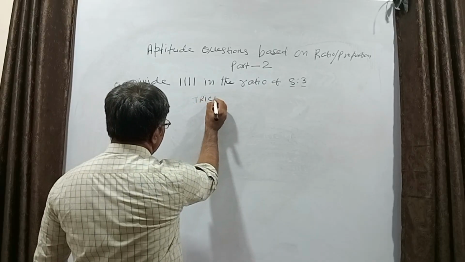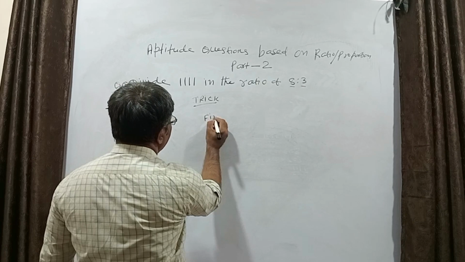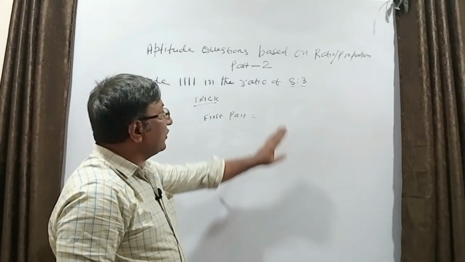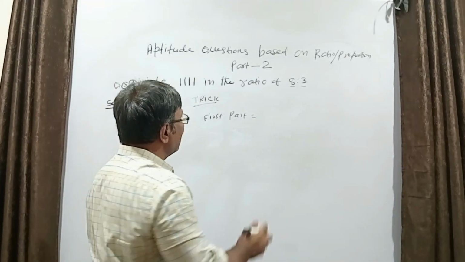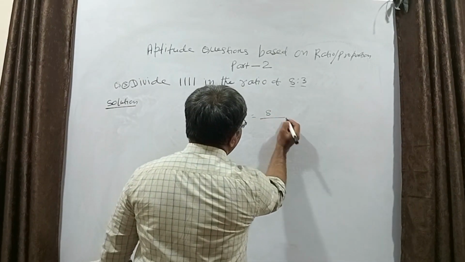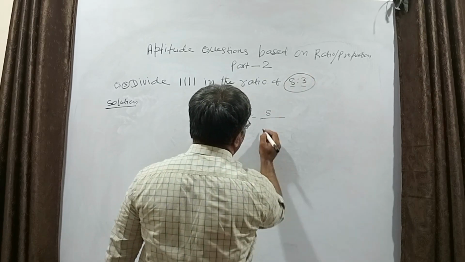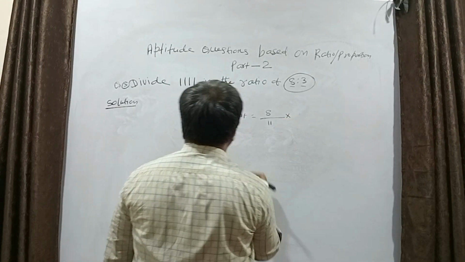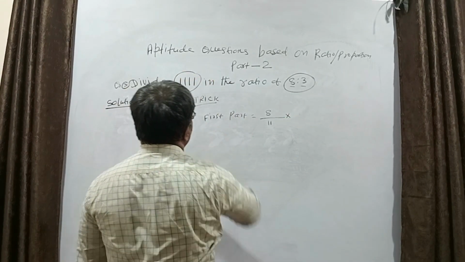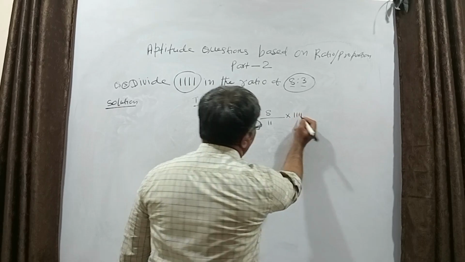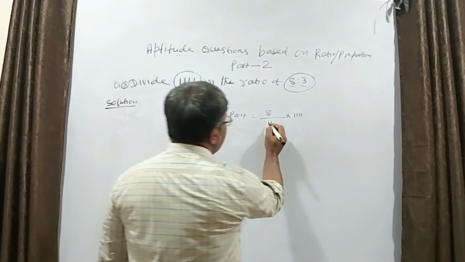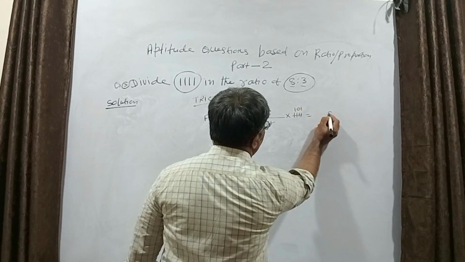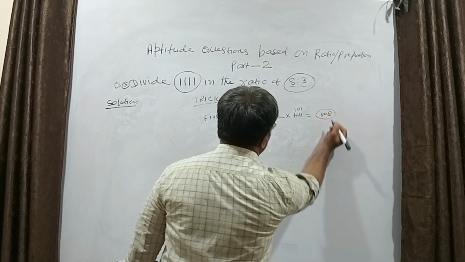Let's see the trick. We are finding the first part. The trick is: here the first ratio given is 8, and the sum of the ratio is 8 plus 3, 11. Then multiply this by the number which we are dividing, that is 1111. So 11 ones are 11, and 0 and then 1. So we will get 8 ones are 8, 0. So this is our first part.